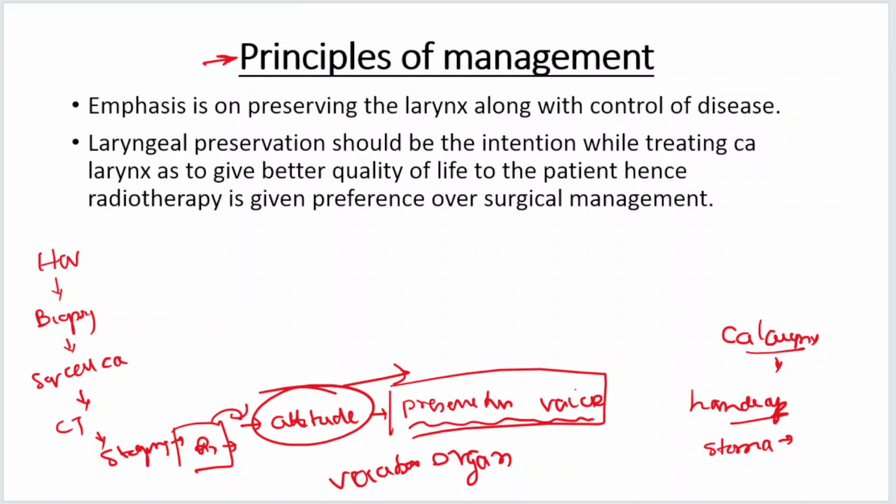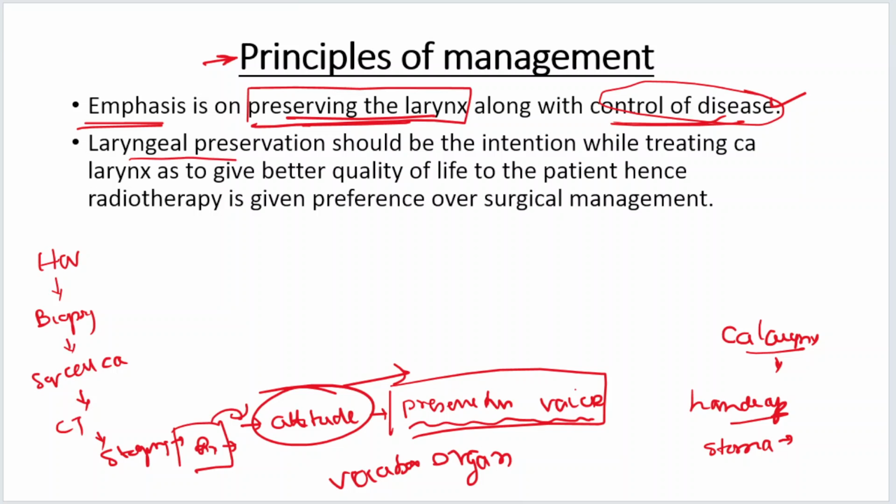So the emphasis is on preserving the larynx along with control of the disease. Definitely we have to control the disease. This is obviously the main thing, but try to preserve the larynx as much as possible, okay? Laryngeal preservation should be the intention. The intention is to preserve the larynx while treating carcinoma larynx, as it gives a better quality of life. Without a voice, his life is not complete to the patient. Hence radiotherapy is given preference.